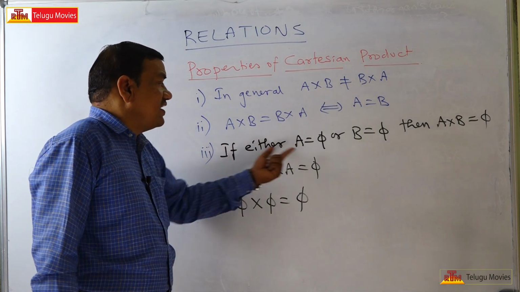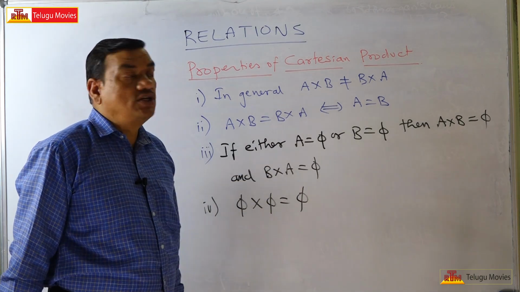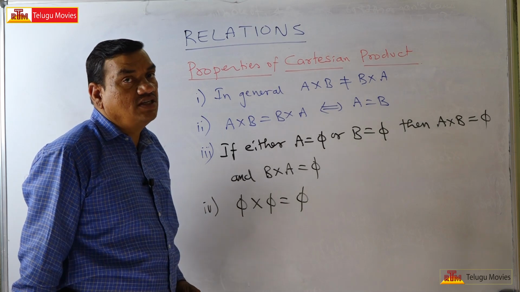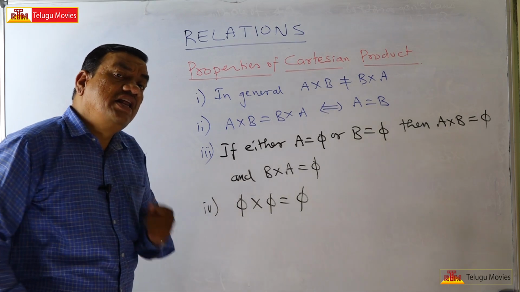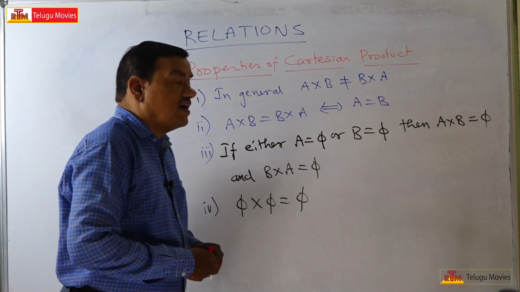Next one is: if either A is equal to the null set or B is equal to the null set, then A cross B is equal to the null set. That means out of these two sets, A and B, if any one of the sets is a null set, then A cross B is a null set.